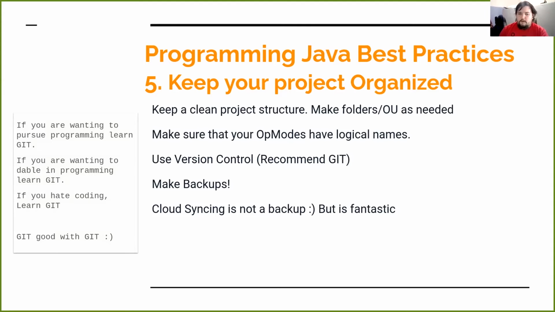Okay. So on top of leveraging Git for version control, you also want to make sure that you are keeping the structure of your project clean and organized. What does that mean? That means that you have properly created folders or OUs, organizational units, right? Within Android Studio, a lot of times those are called packages. But essentially the goal is you want it organized in a manner that is logical, makes sense, and you know where stuff is.